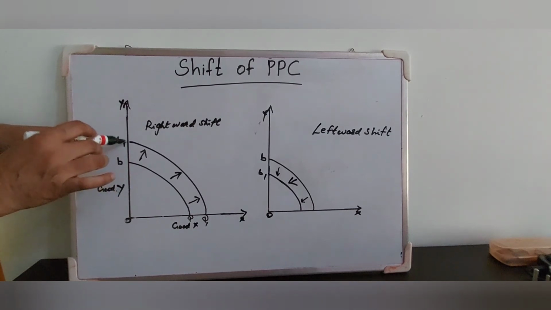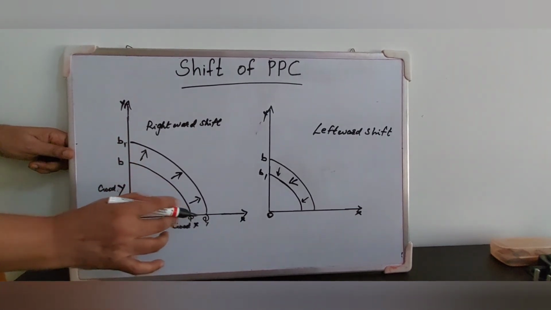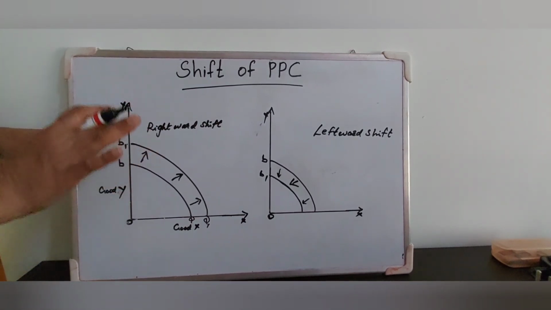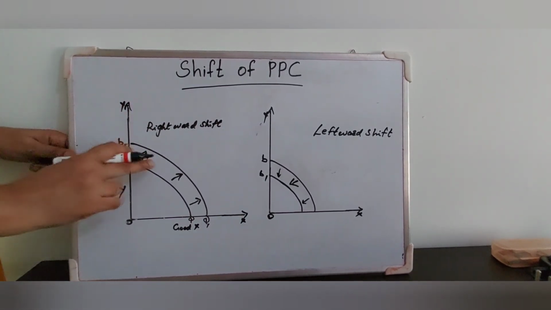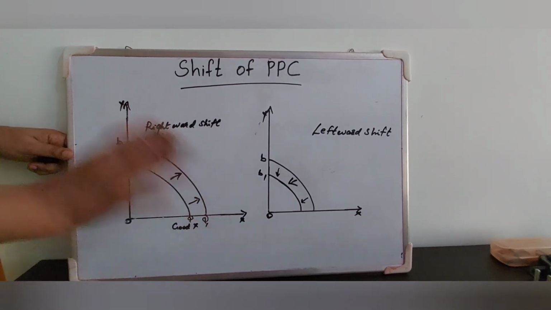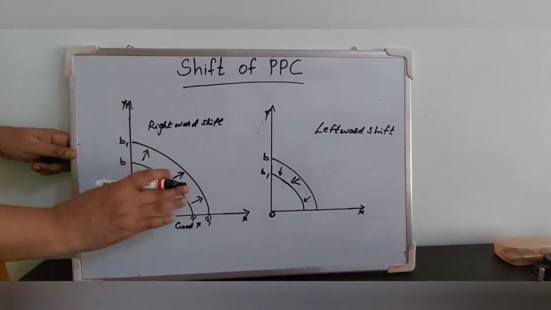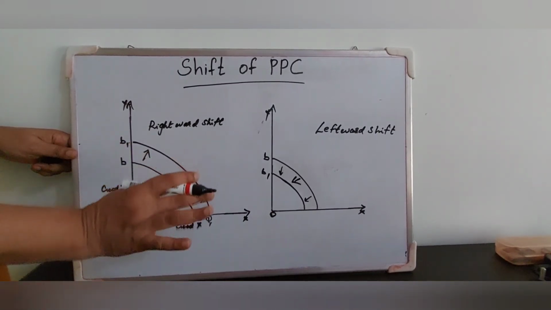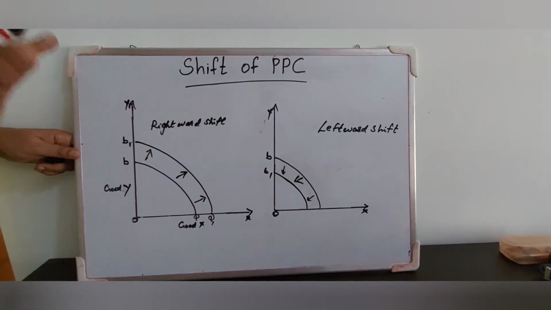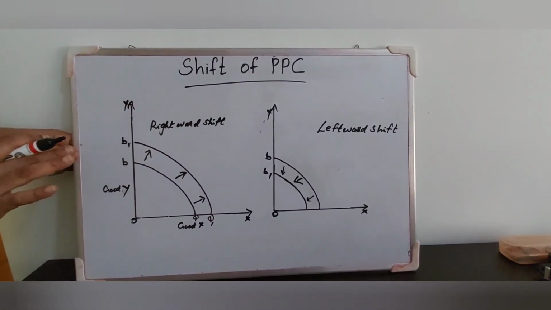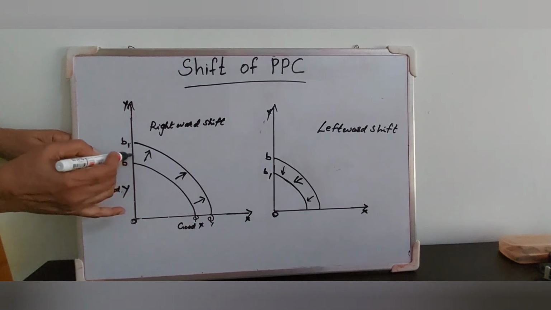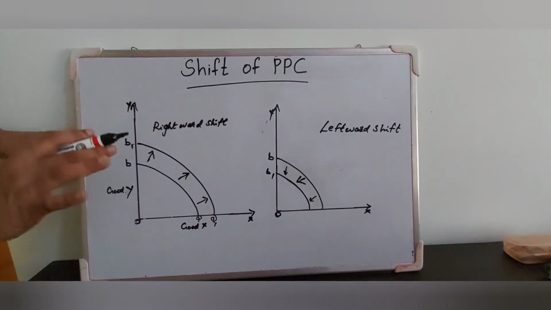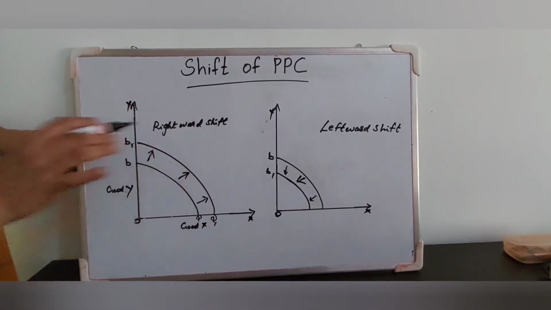If more goods can be produced by the economy, it means that more resources are utilized. So increase in resources may be capital or more labor is employed. It leads to the production of more of both the goods. Always keep in mind both the goods are required in the economy. So if both the goods, their production is increased, that means more resources are utilized.